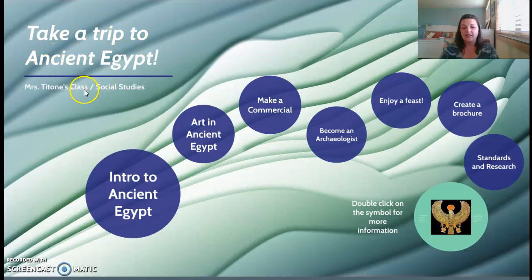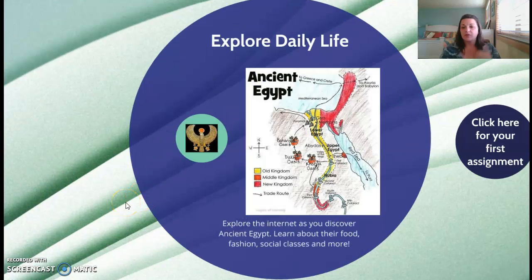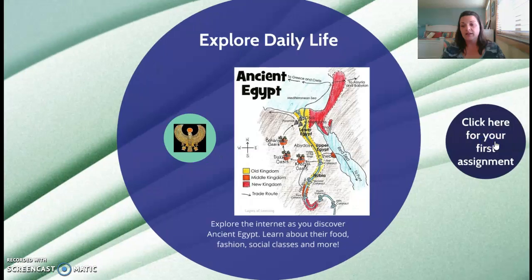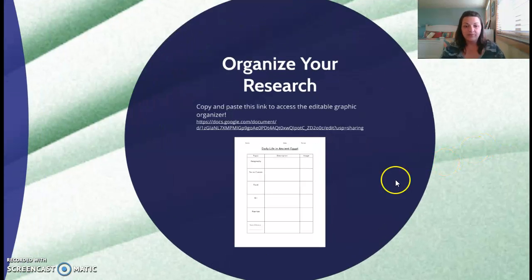This is Take a Trip to Ancient Egypt, and the intro to Ancient Egypt is here. We're going to go over all of this stuff so that you guys can go back and look at anything that you want to look at after. So this is Explore Daily Life. Here is a map of Ancient Egypt, and here is Explore the Internet as you discover Ancient Egypt. We'll learn about food, fashion, social classes, and more. This little mark means something here, and if you'll click here for your first assignment, you will find that you can organize your research. Today we will be getting the Chromebooks out. You will be filling in this graphic organizer.